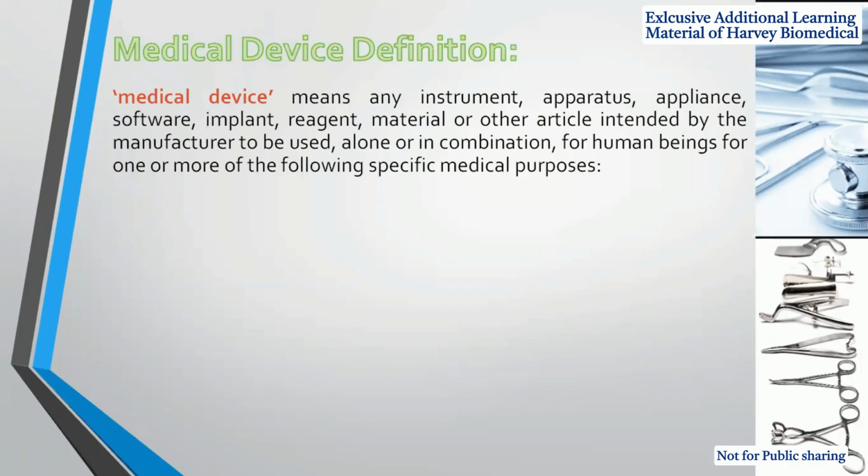How are we going to make the medical device? Either it is an instrument, or an apparatus, or an appliance, or software, or implant, or reagents, or material, or other articles intended by the manufacturers to be used alone or in combination. Either we can use it as a single device, or as a combination device also. If you see the ventilator we are using, it is a combination. There is software, there is electromechanical, and there are cables. All are combined.